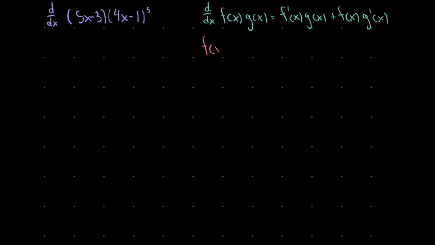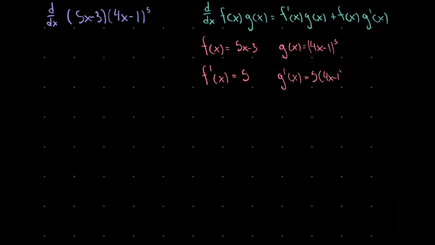So let's say f of x is equal to 5x minus 3. In that case, the derivative of f of x is equal to simply 5. And let's say g of x is equal to (4x minus 1) to the power of 5. And then by using the chain rule, we get that the derivative of g is 5 times (4x minus 1) to the power of 4 times the derivative of the inside, which is just 4. And so the derivative of g of x is equal to 20 times (4x minus 1) to the power of 4. And we'll refer back to these calculations, but now let's get started.